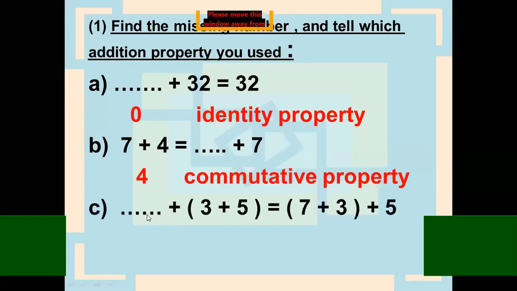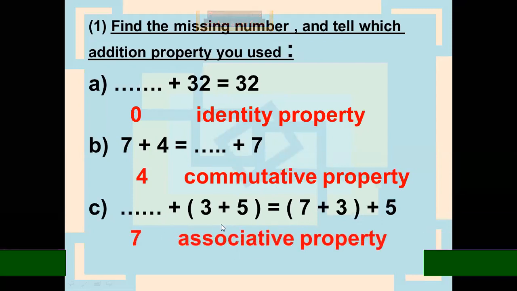What's the missing number here? Also, we find it on the other side. Compare between the two sides, the missing number here is 7. And the name of the property is associative because here we change the grouping. We have three numbers and we change the grouping of the addends.